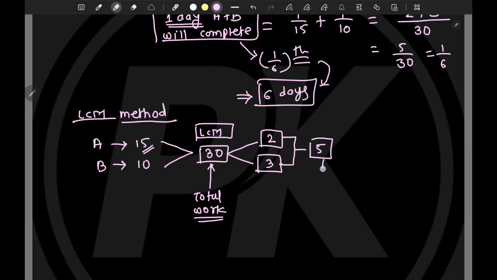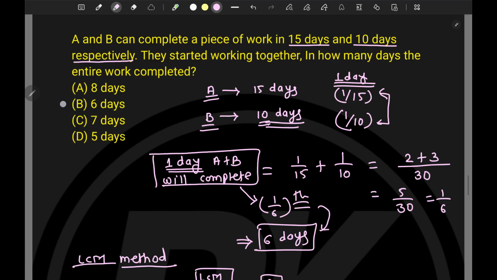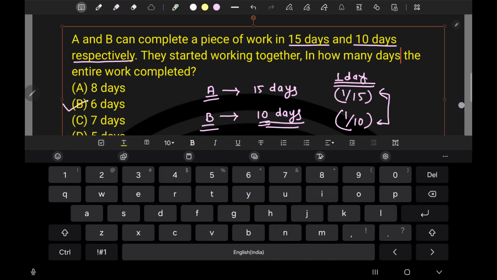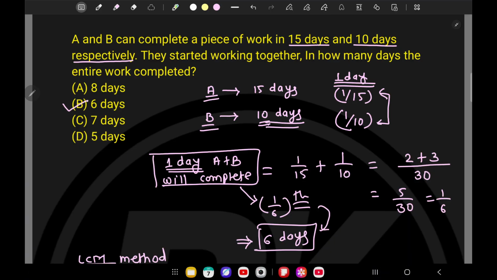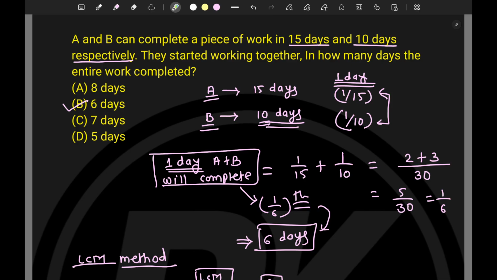Now see, this 5 is in one day. Then in how many days will the total work be completed? That will be equal to 30 by 5, and that will be equal to 6, right? So they will take 6 days to complete the particular work, and hence option B is correct. I have explained both the methods, so the chapter is comparatively easy.